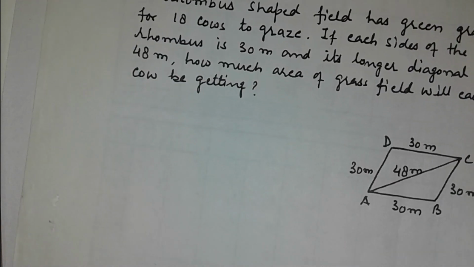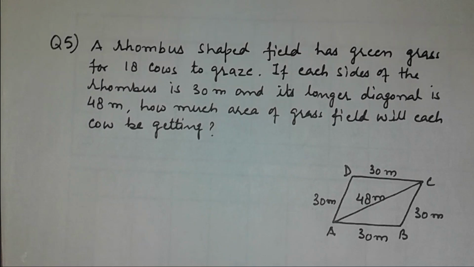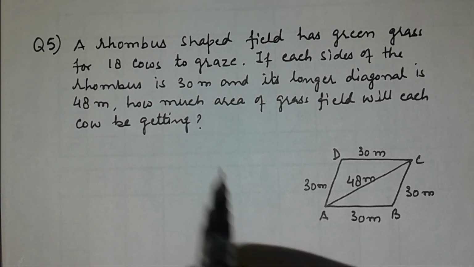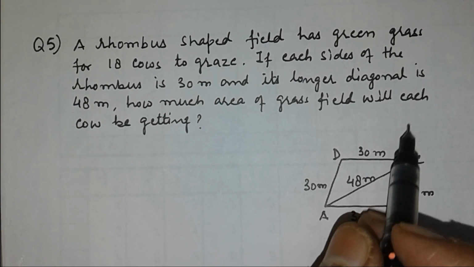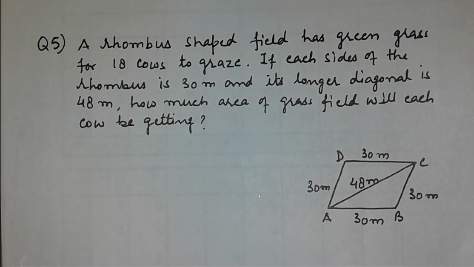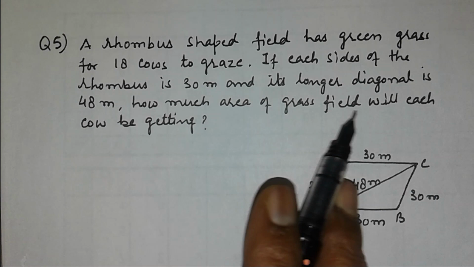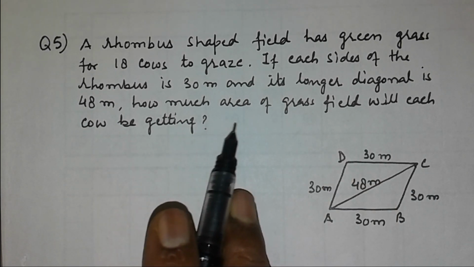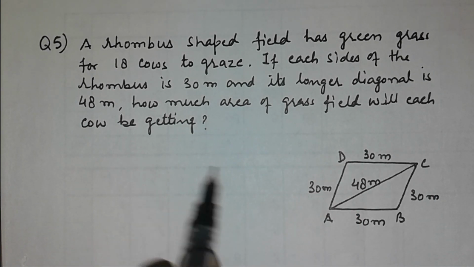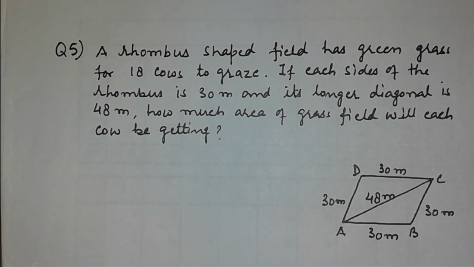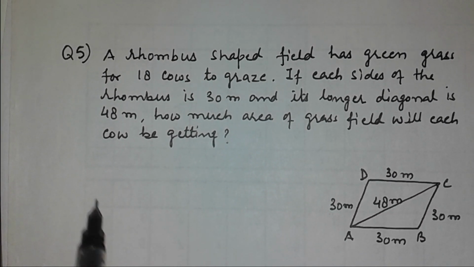Now we will take another question. Another question is that, you see, question number 3. A rhombus shaped field has green grass for 18 cows to graze. If each side of the rhombus is given 30 meter and its longest diagonal is given 48, how much area of the grass field each cow will be getting? So now we can solve it like that.